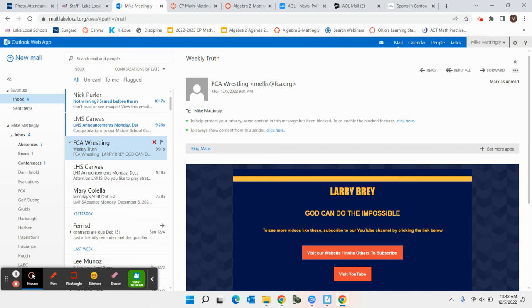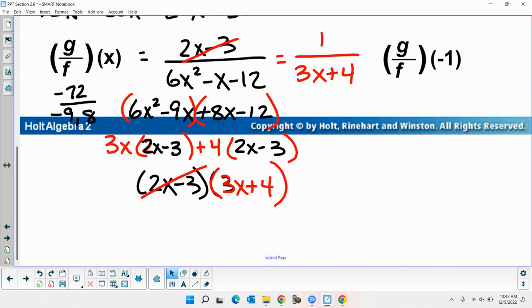Any other questions on that? Okay, if I'm doing this one, I'm going to do g of -1 first, divided by f of -1. Again, to make it less time consuming for you and a little bit easier.